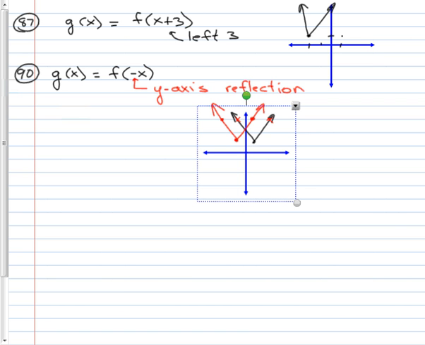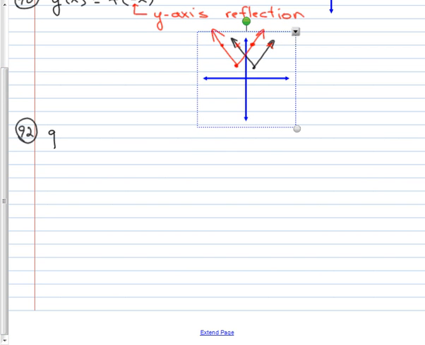92. Use the graph of f below, so they're making it more challenging, to sketch the graph of g of x equals 2 times f of x. What does this 2 do? Because of where it's located.